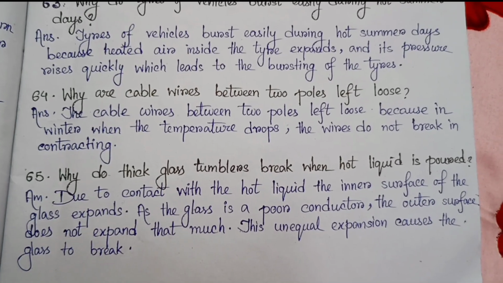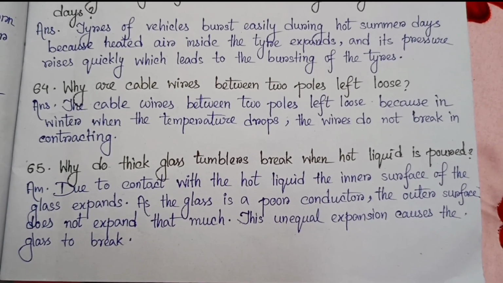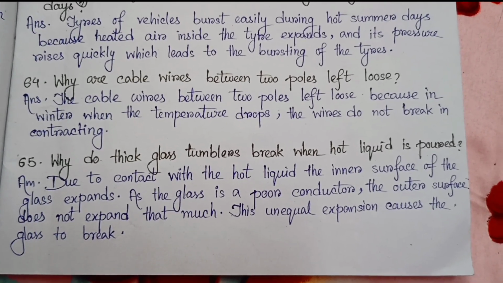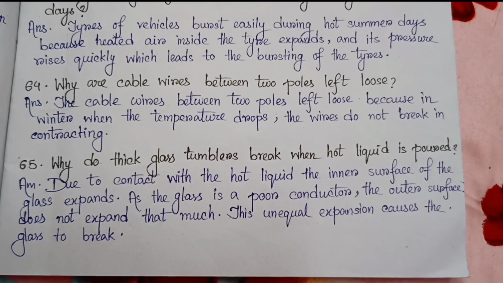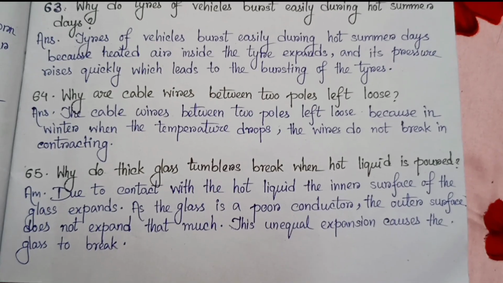64. Why are cable wires between two poles left loose? The cable wires between two poles are left loose because in winter, when the temperature drops, the wires do not break in contracting.